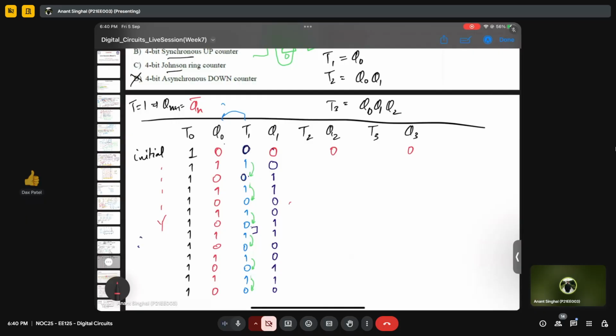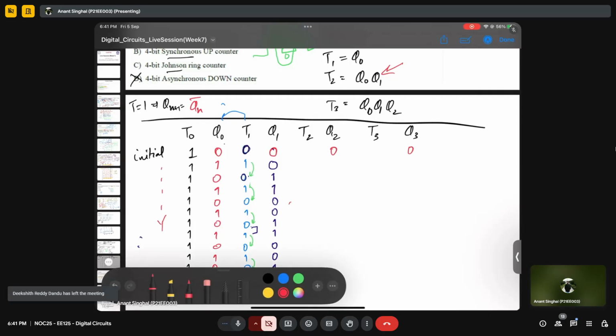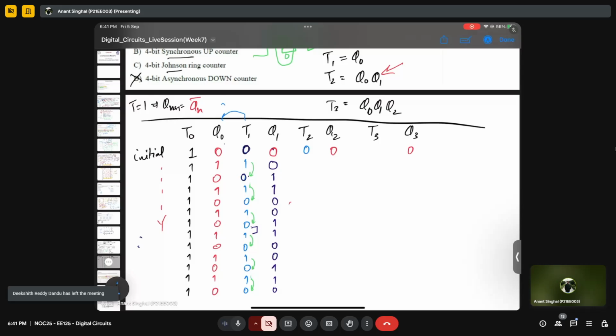Yeah, so now T2 is the AND of Q naught and Q1. So let's do that quickly. So this is 0. Maybe I'll use blue ink. Yeah, so this is 0. I'm just doing the AND operation: 0, 0, 0, 1, 0, 0, 0, 1. It's just the AND operation of these two, this and this.